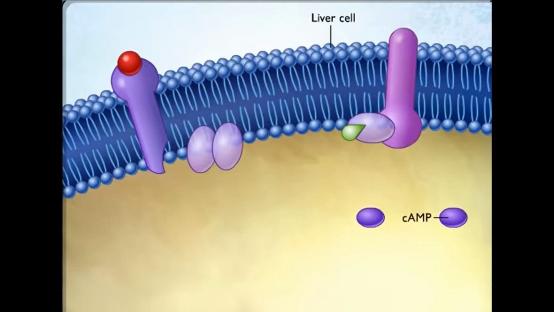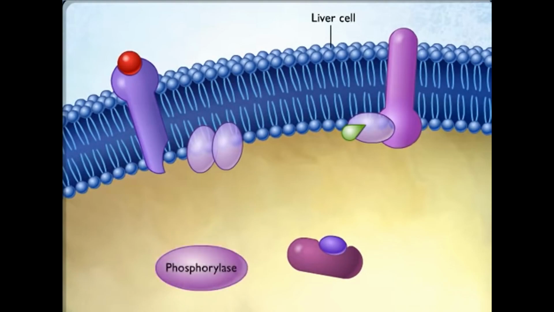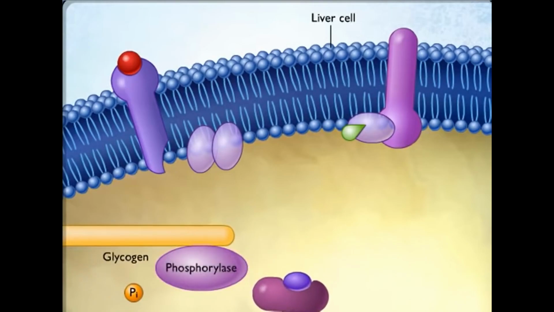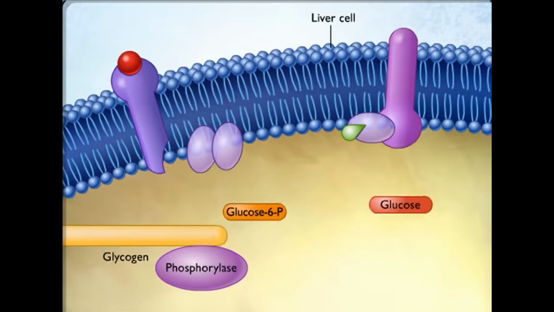The cAMP formed at the inner surface of the membrane diffuses within the cytoplasm, where it binds to and activates protein kinase A, an enzyme that adds phosphate groups to specific cellular proteins. In liver cells, protein kinase A phosphorylates and thereby activates another enzyme called phosphorylase, which converts glycogen into glucose 6-phosphate. The glucose 6-phosphate is then converted to glucose. Through this multi-step mechanism, epinephrine causes the liver to secrete glucose into the blood during the fight or flight reaction.